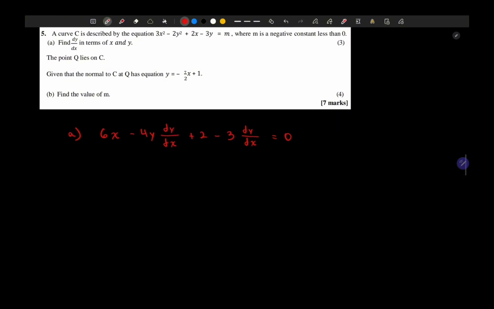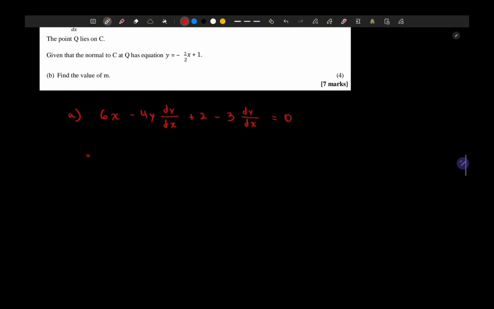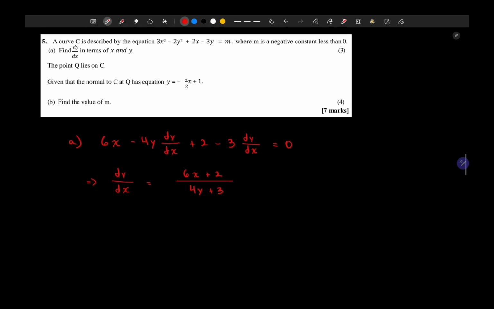Now we just need to make dy over dx the subject. So we can say that dy over dx will be equals to 6x plus 2 divided by 4y plus 3. So that is the answer to the first part of the question. Now moving on to the next part.